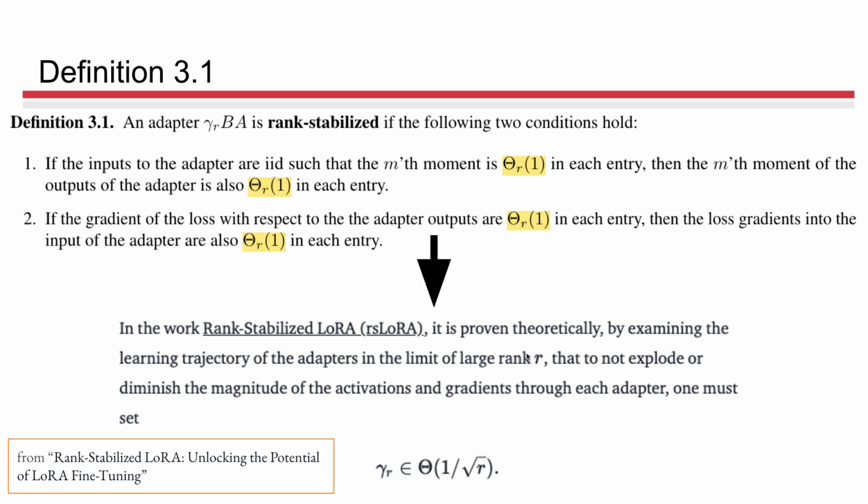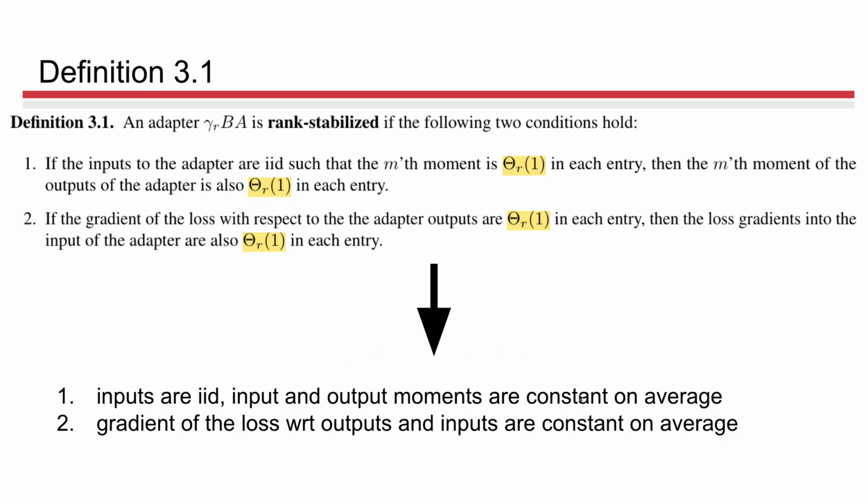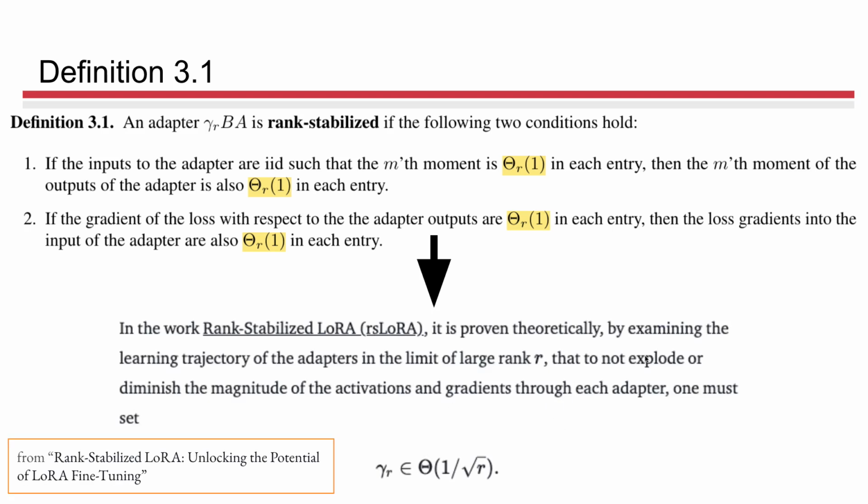So going back here, input and output moments are constant, gradients with respect to the loss are constant. That's this line here, that activations and gradients do not explode and do not diminish. So what we're basically saying is that we get stable training, which means that activations and gradients do not explode or diminish. And that's what rank stable means. And the rank stable part means that this stable behavior is exhibited even if we increase the rank, which we'll see in a bit.